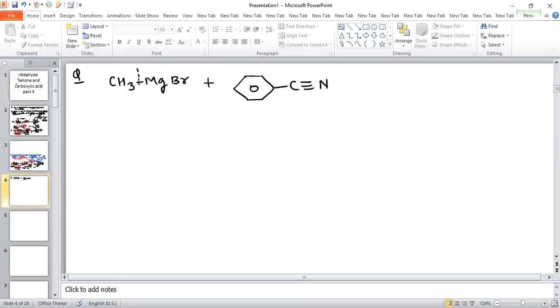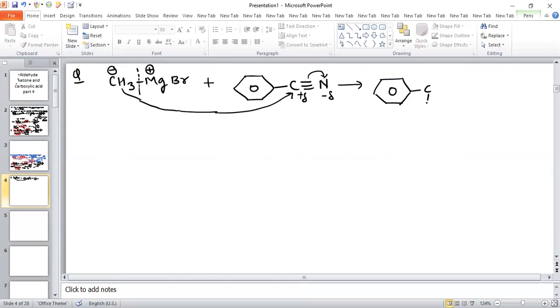So in this Grignard reagent, the magnesium will be more electropositive and this carbon has partial negative charge. So what happens there, you can see this CH3 will attack this carbon. This is partial negative and this is partial positive. So in this case you can see this pi bond will break. It will form like this: benzene will remain as it is, and on this carbon a CH3 group will be there. Now this pi bond is broken and nitrogen has a negative charge.